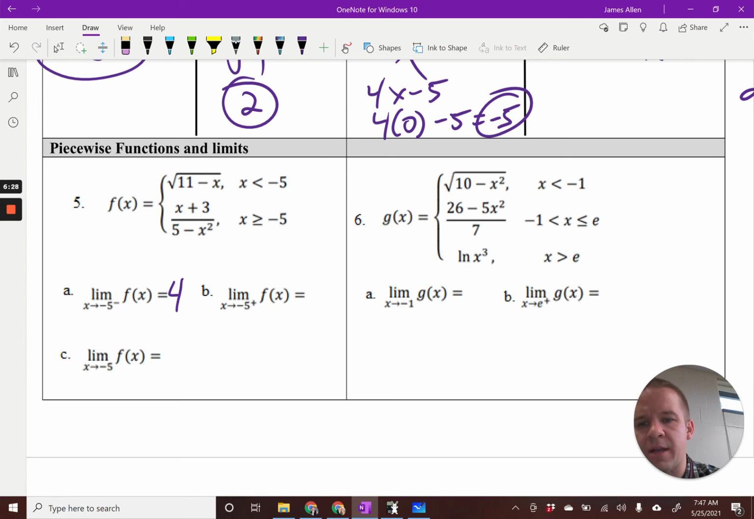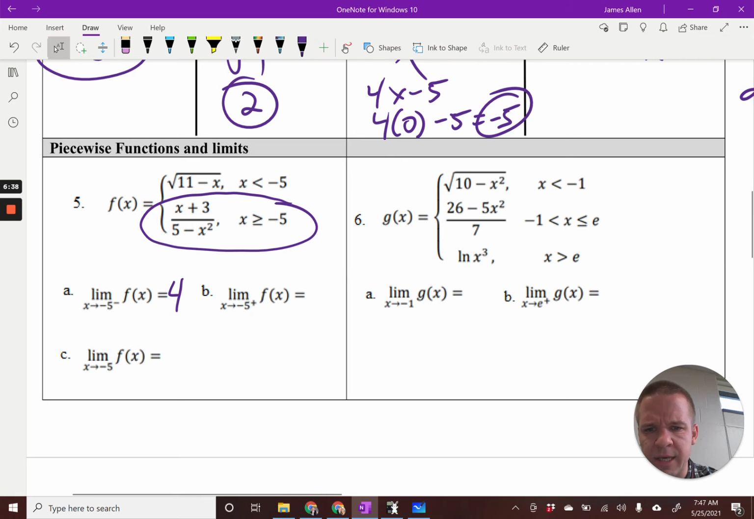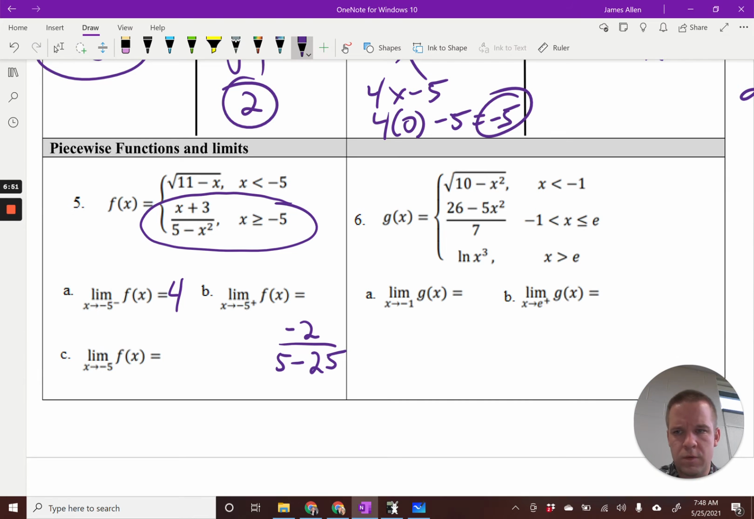Now, if I take a look at the next one here, we have the limit as x approaches negative 5 from the right. So now the right-hand side of the graph is going to look like this one here. All right, so let's see here. If I plug in negative 5, I'm going to get negative 2 on top, and I'm going to jot down a little work here. Negative 2 divided by 5 minus, and if I plug that in, that's 25. So I'll have negative 2 divided by negative 20, so that's 1/10. All right. So still nothing undefined, all good.